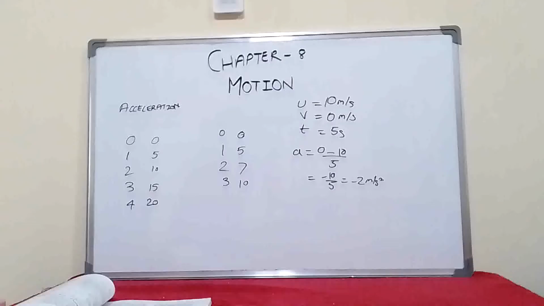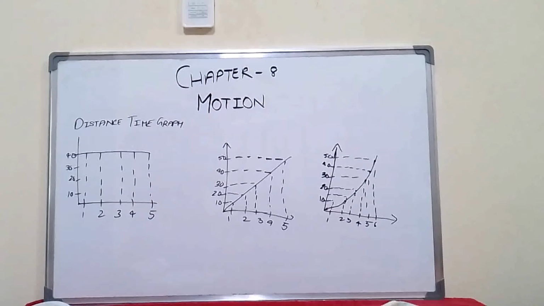Now let's move to graphs. So let's start with the distance time graph. So here we have three examples of distance time graphs. In the first example, we can see that 5 seconds have passed, still there is no change in the distance. That means no distance has been covered. It was at 40 kilometers and still at 40 kilometers.